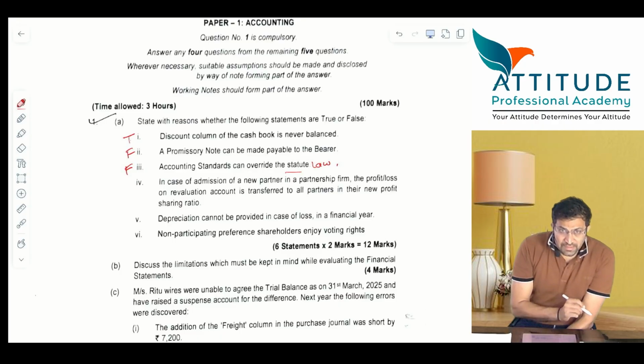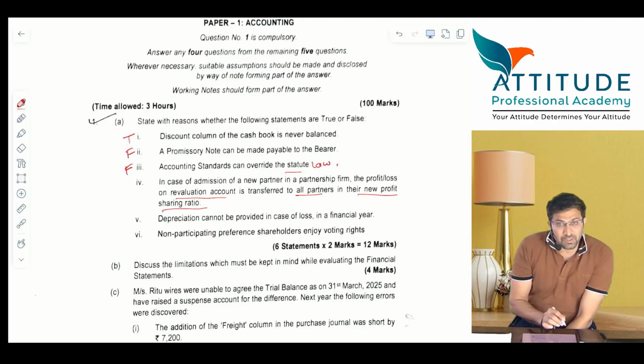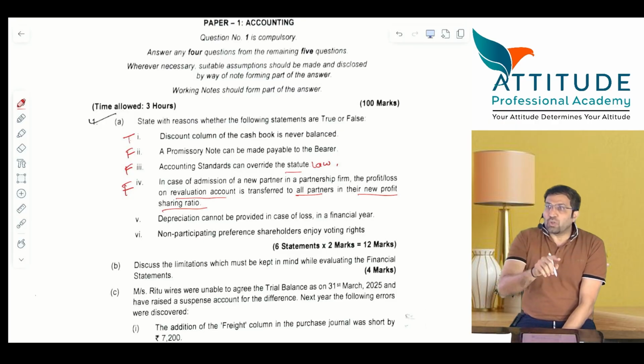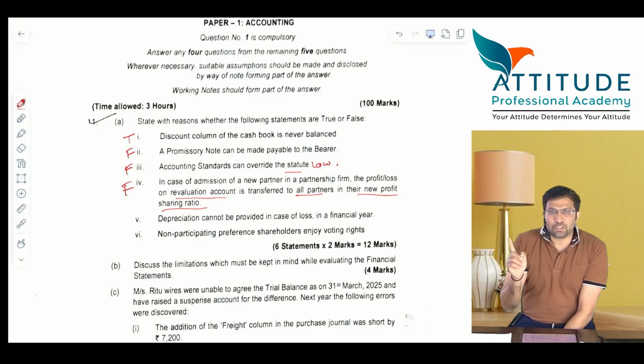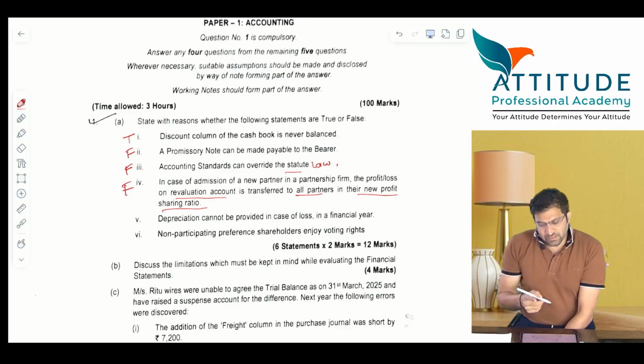Okay. Next. Fourth one. In case of admission of a new partner in partnership firm, the profit and loss on revaluation account is transferred to all partners in their new profit sharing ratio. False. Then how should it be transferred? Only to old partners in their old profit sharing ratio. New partner will not have any say in the revaluation profit or loss. I have given the reason. False. Right there.